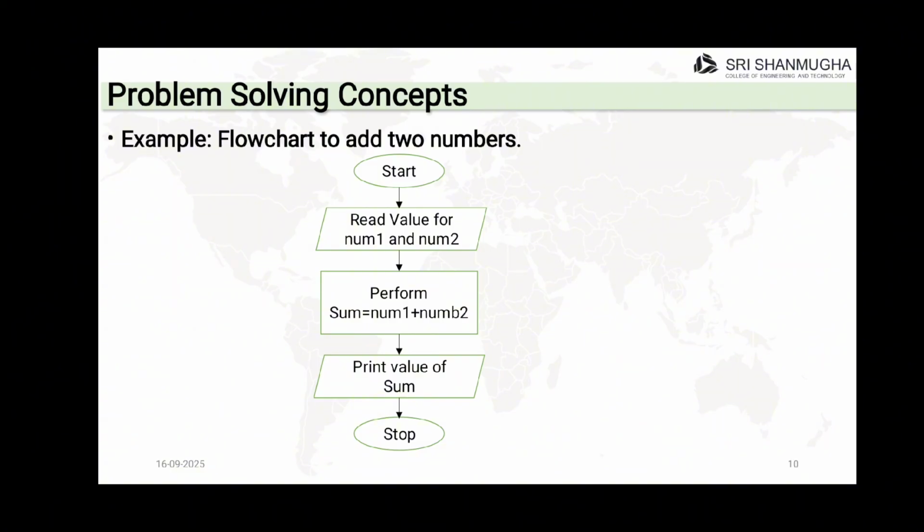First step, start. Second step, read the values for number 1 and number 2. Third step, perform sum equal to number 1 plus number 2. The fourth step, print the value of sum, and finally stop. In the slide we can see which symbols are used in the flowchart. The start symbol uses the oval shape. Reading the input values uses the parallelogram shape. The rectangle shape is used for processing steps. The next parallelogram prints the value of sum, and finally the stop uses the oval shape. That's all for flowchart methods in C program.